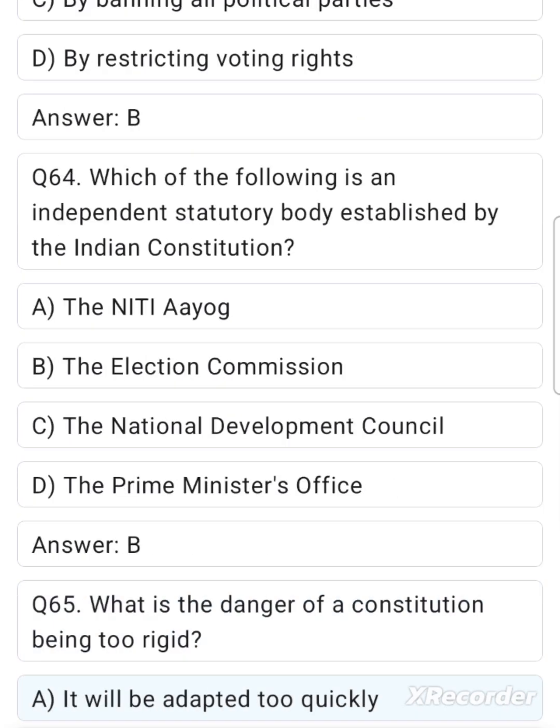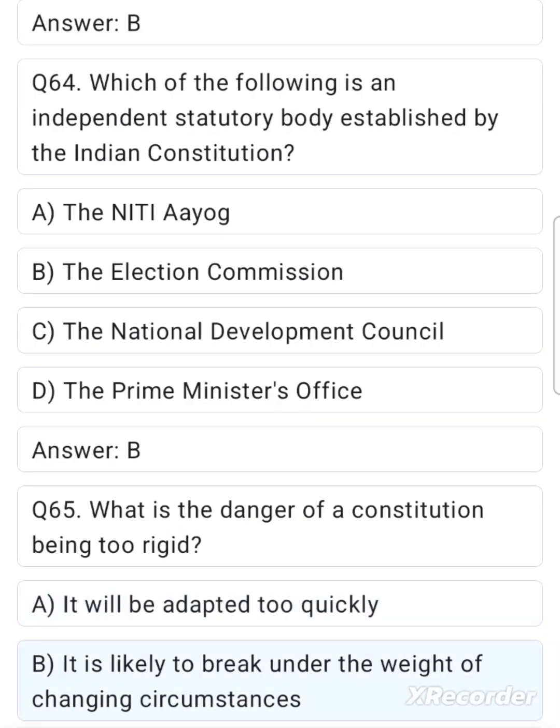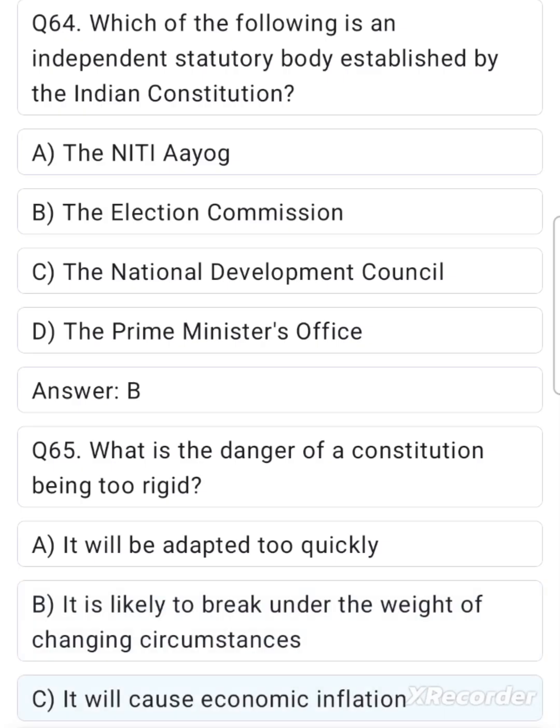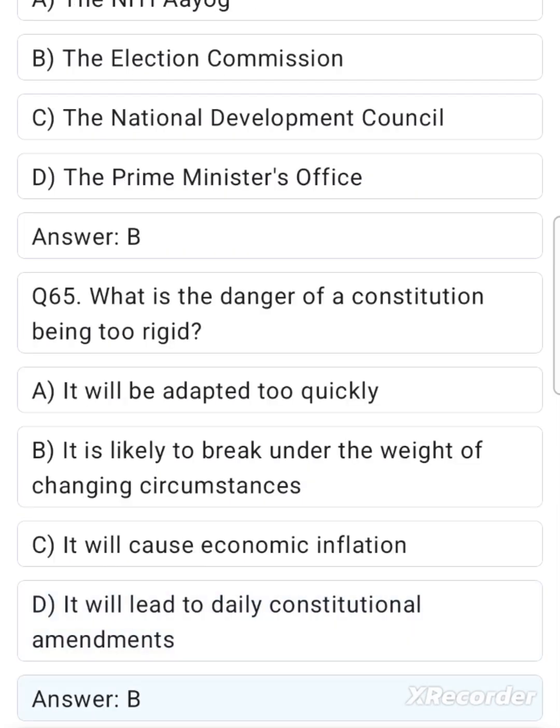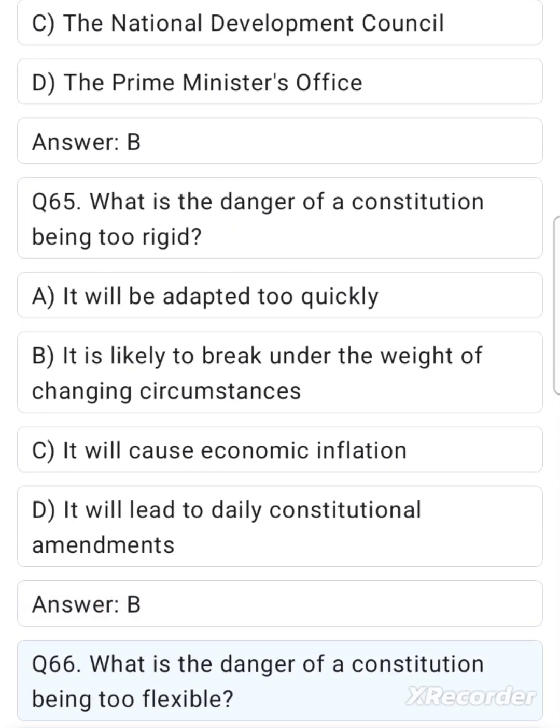Q65. What is the danger of a constitution being too rigid? A. It will be adapted too quickly. B. It is likely to break under the weight of changing circumstances. C. It will cause economic inflation. D. It will lead to daily constitutional amendments. Answer: B.